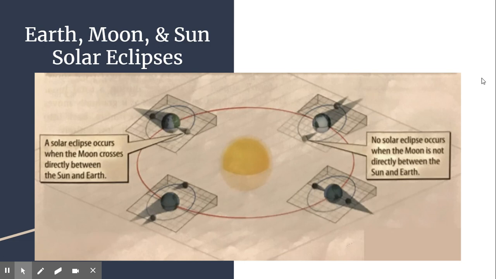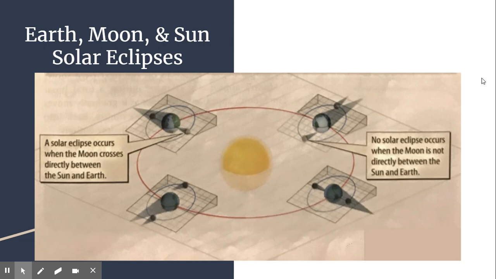So in the upper right corner of this diagram, you can see that the moon at that new moon phase is too low below the Earth's orbit to be able to cast its shadow on the Earth. In that lower left corner, on that new moon phase where the moon's in between the Earth and the Sun, that moon is too high in its orbit to be able to cast its shadow on the Earth.